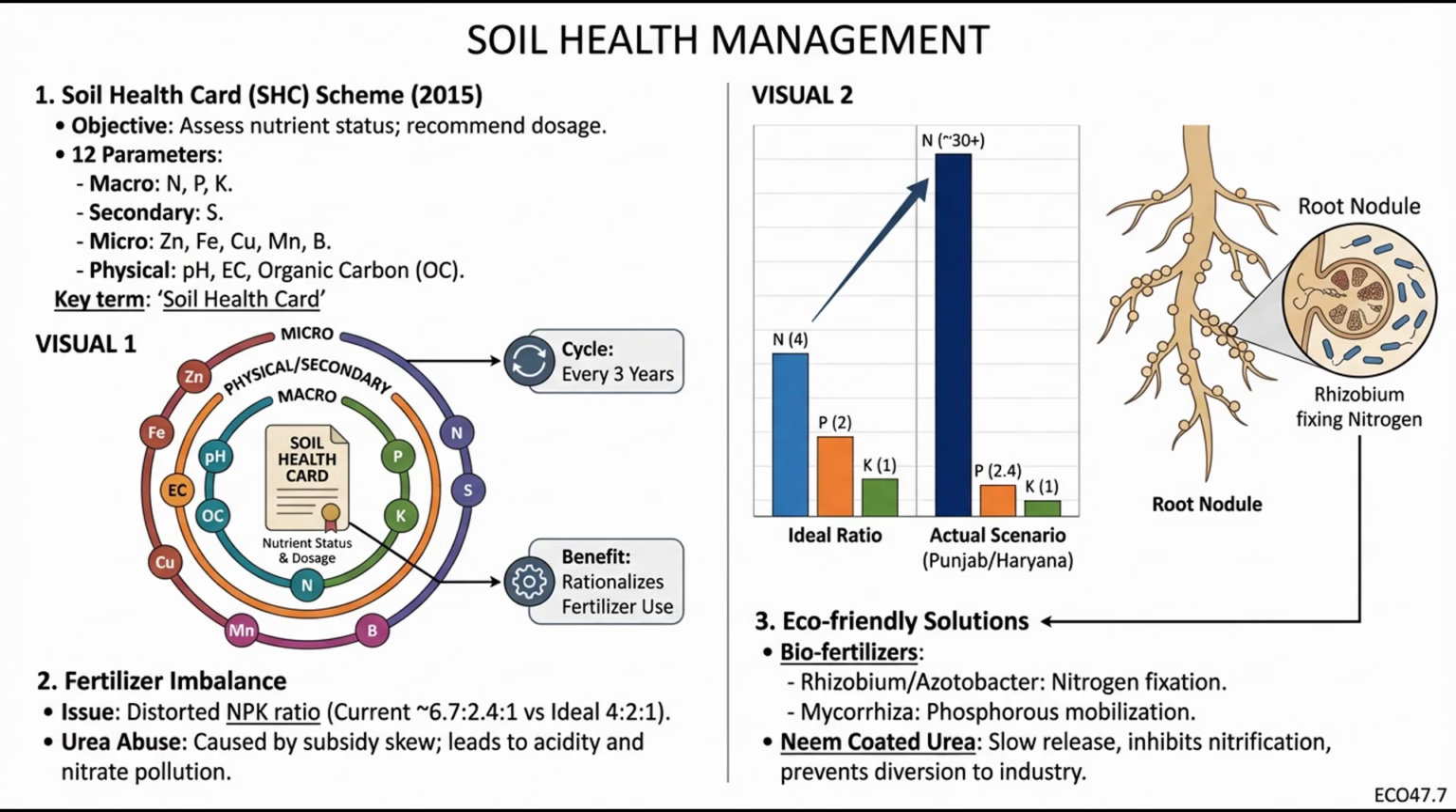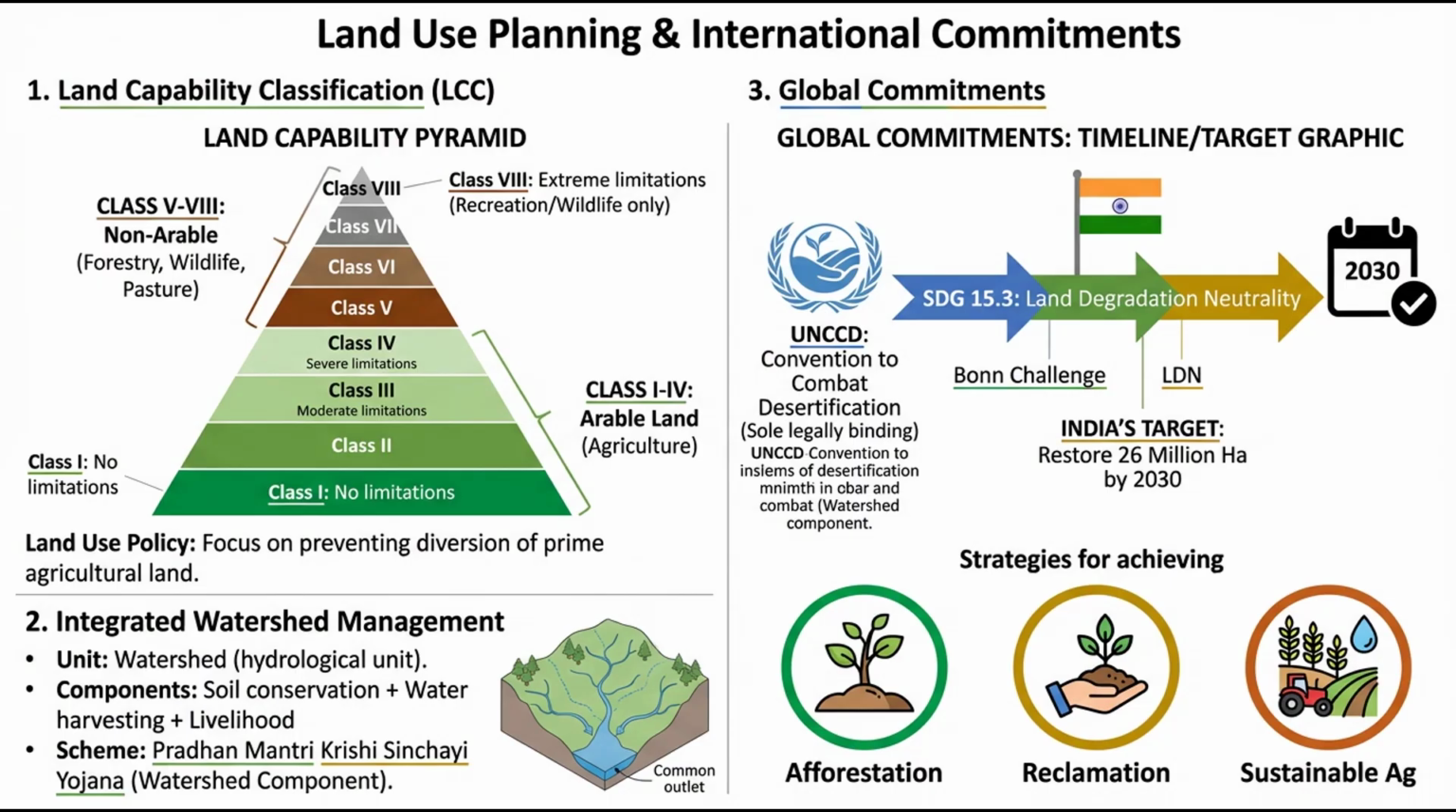Another innovation is neem-coated urea. By coating urea with neem oil, we slow down the release of nitrogen, a process called nitrification inhibition. This ensures that the plant absorbs the nitrogen slowly over time rather than it being washed away instantly. It also prevents the diversion of subsidized agricultural urea to industries, ensuring it reaches the farmer. Simple and effective. Finally, we must zoom out from the microscopic chemistry to the macroscopic land use planning.